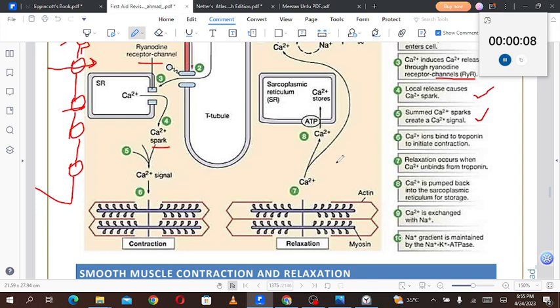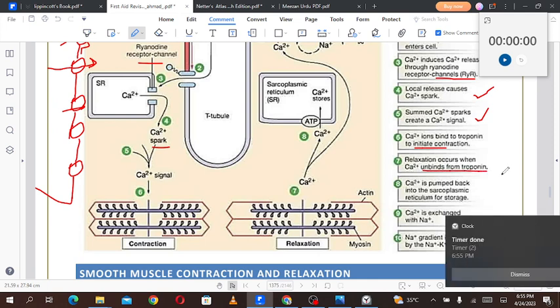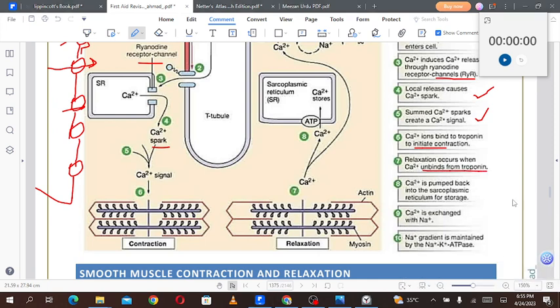And point number 6, that is calcium ion binds to the troponin to initiate the contraction. Then point number 7, relaxation occurs when the calcium unbinds from the troponin. So when the calcium unbinds from the troponin, there will be relaxation. Point number 8, calcium is pumped back into the sarcoplasmic reticulum by the SERCA. Okay, that requires ATP as well. And this is the mechanism.